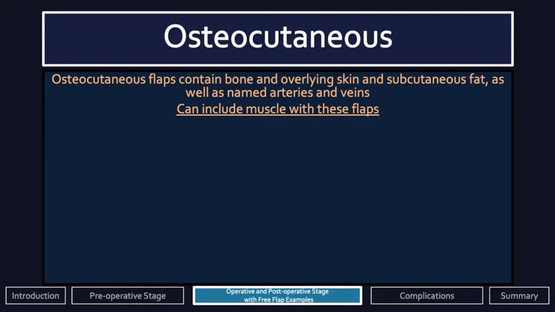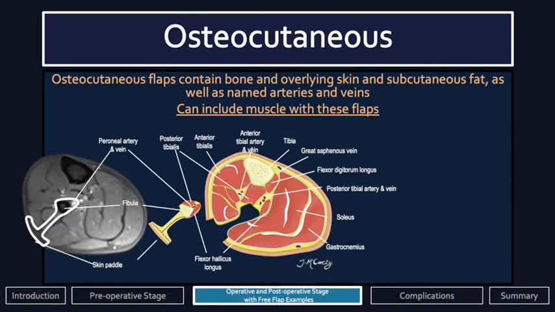Osteocutaneous flaps. The two common ones are going to be the fibula and scapula. And again, you have the option of including some adjacent muscle with these flaps if necessary.